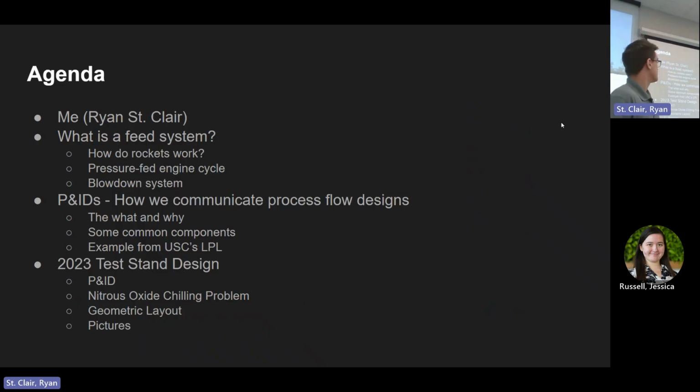So on the agenda for today, I'm just going to go over a little bit about myself. Everyone here already knows that, but I'll go for it for the video. And I'll describe what a feed system is and the use of what's called piping and instrumentation diagrams, which is how we communicate process flow designs. And by the way, a rocket engine is a process flow. Multiple processes are happening, whether it's firing the engine or filling propellants. And then I'll go over the 2023 test and design that was worked on by senior design and myself.